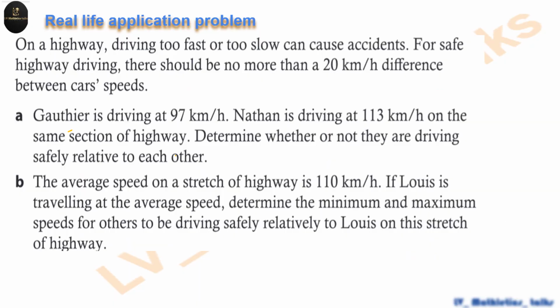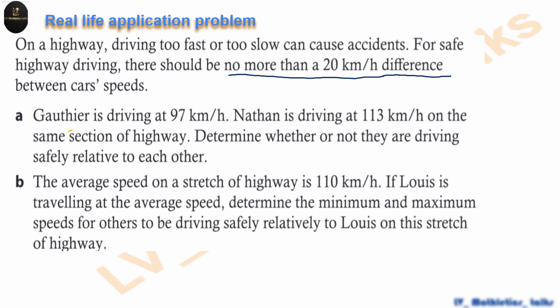So here is a real life application problem related to absolute value equations. On a highway, driving too fast or too slow can cause accidents. For safe highway driving, there should be no more than 20 km per hour difference between car speeds. So it says that there are two persons traveling at speeds of 97 km per hour and 113 km per hour on the same section of highway. We need to verify whether or not they are driving safely relative to each other.